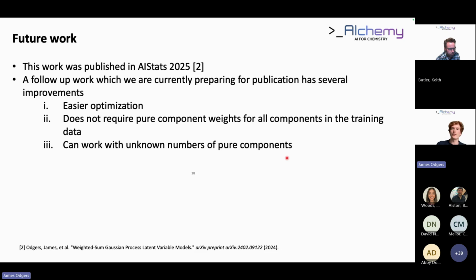We also have a follow-up work, which we're currently preparing for publication with several improvements. The method that is currently published is quite difficult to optimize, and we have to include several tricks in order for it to work. It also requires that you have all of the pure components known on your training set, and you need to know exactly the number of pure components. If any of those things would interest you for your data, if you hold on for a couple more months, there'll be a technique which is significantly easier to use.